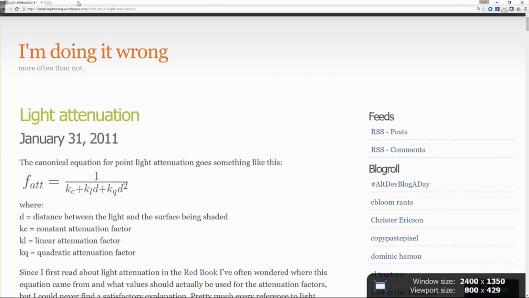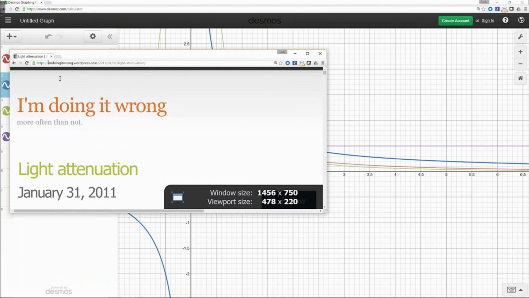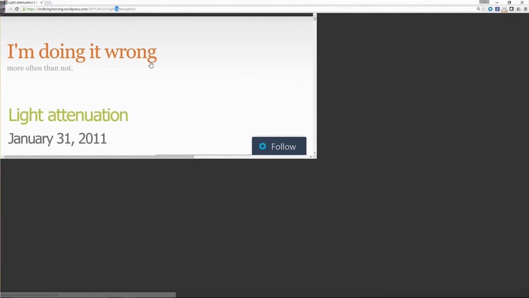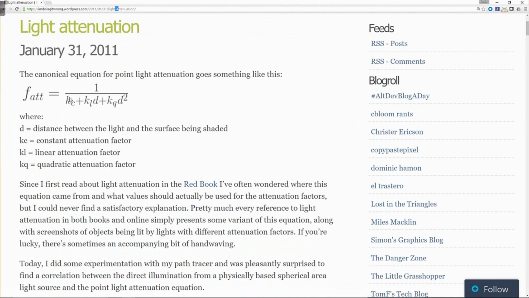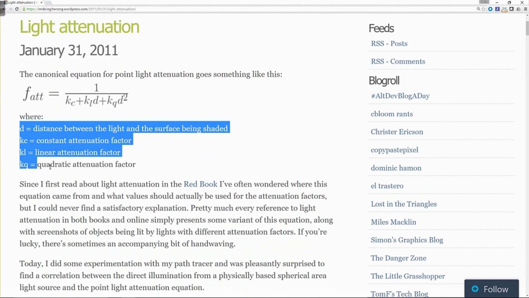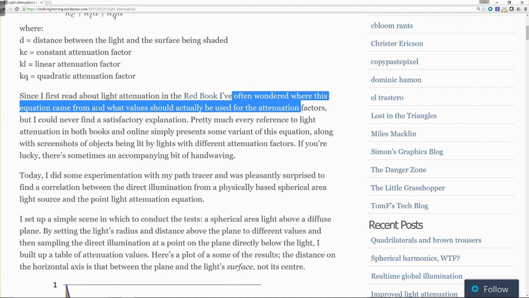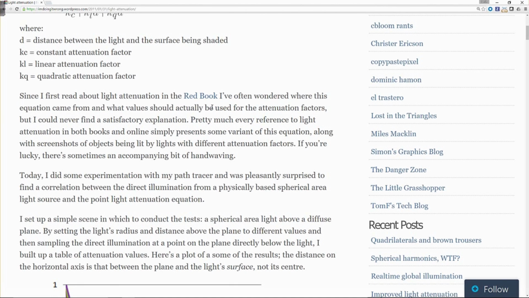Now, I promised I'd show you an article. Let me show you an article. Here's the URL to the article: I'm doing it wrong.wordpress.com/2011, January 31st, Light Attenuation. And he talks about how it's 1 divided by all the stuff that I just talked about, and he explains it all too. He says, since I read about light attenuation in the Red Book, I've often wondered where this equation came from. What value should actually be used for the attenuation factors? But I can never find a satisfactory explanation.